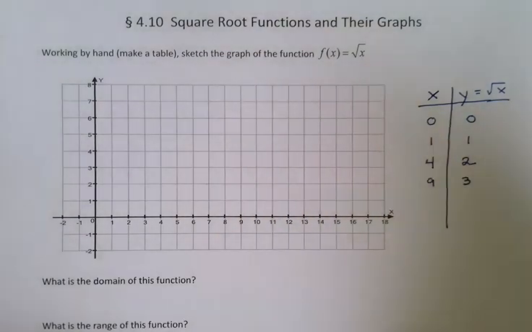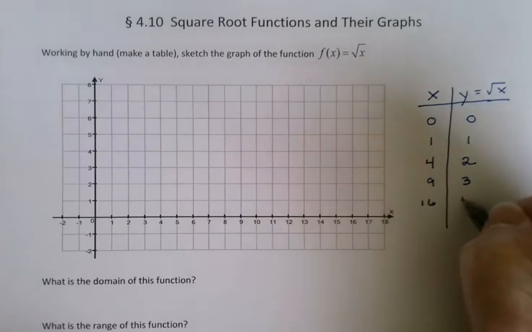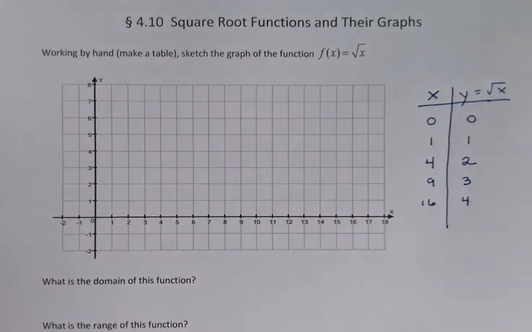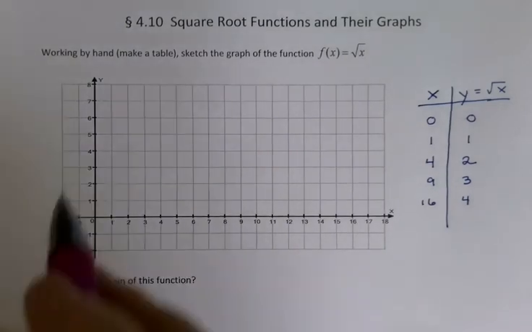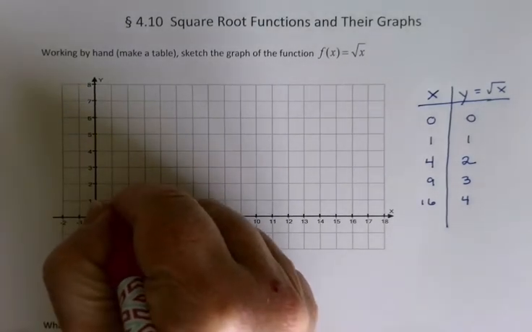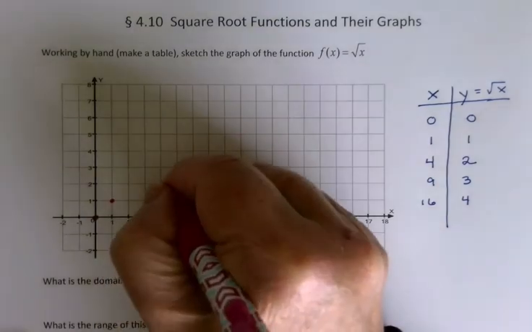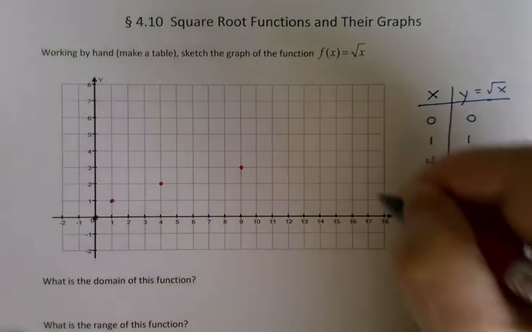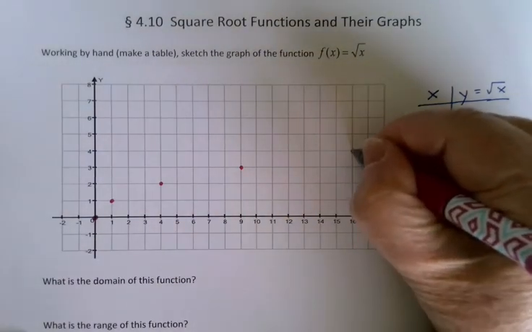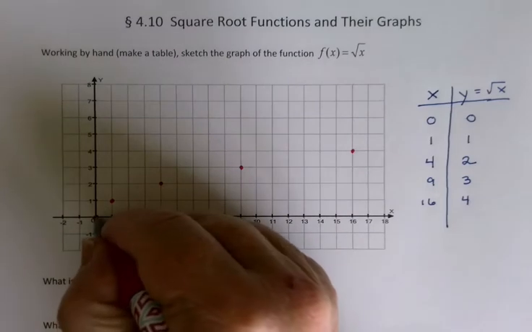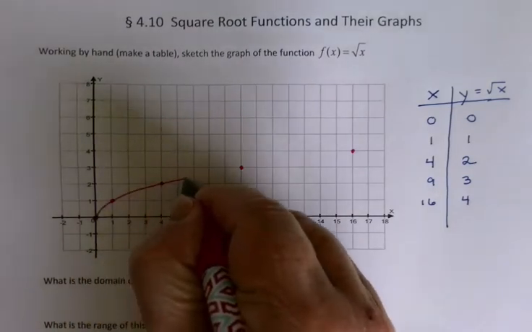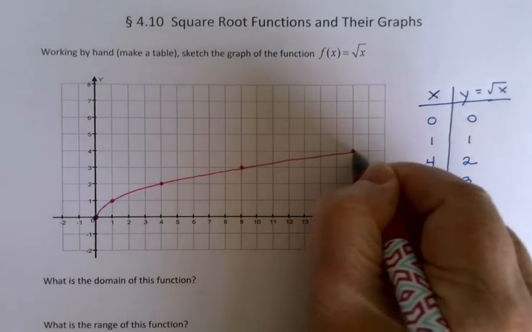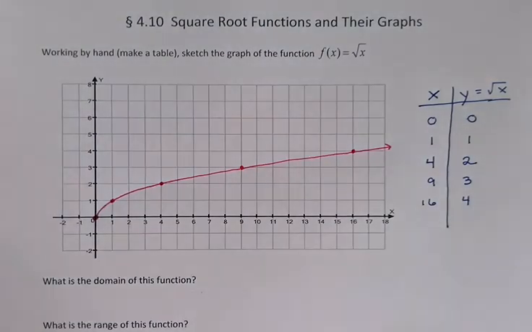9 would have a square root of 3. 16 would have a square root of 4. And that gets us as far as we can reach on the x-axis that we have provided, so we'll stop there. And then I'm just going to go ahead and graph those points. So 0, 0, 1, 1, 4, 2, 9, 3, and 16, 4. And if I just kind of join those, I get my graph.